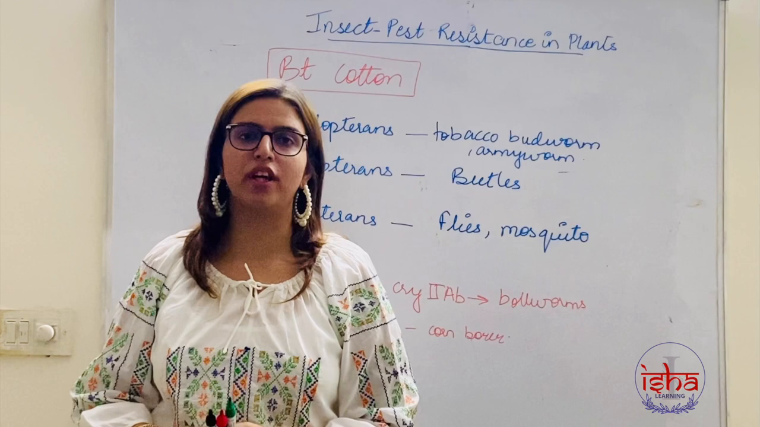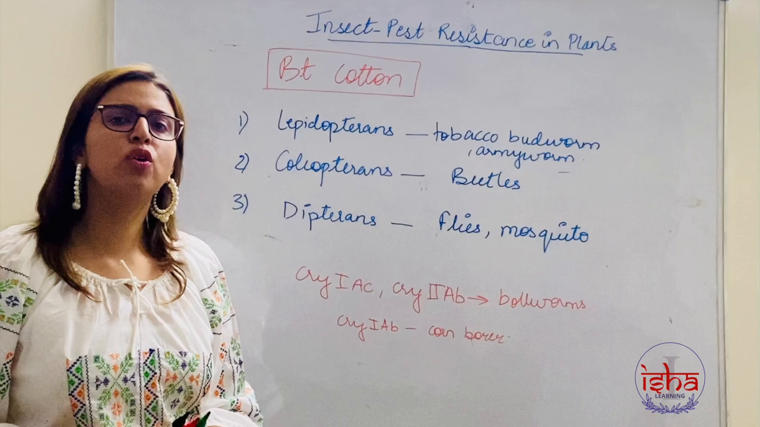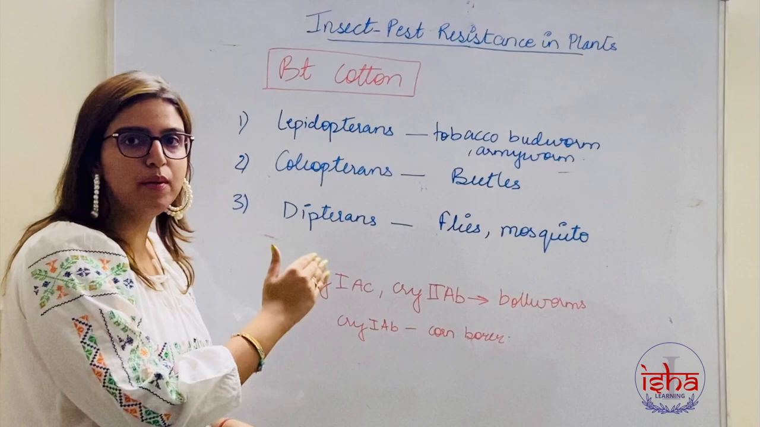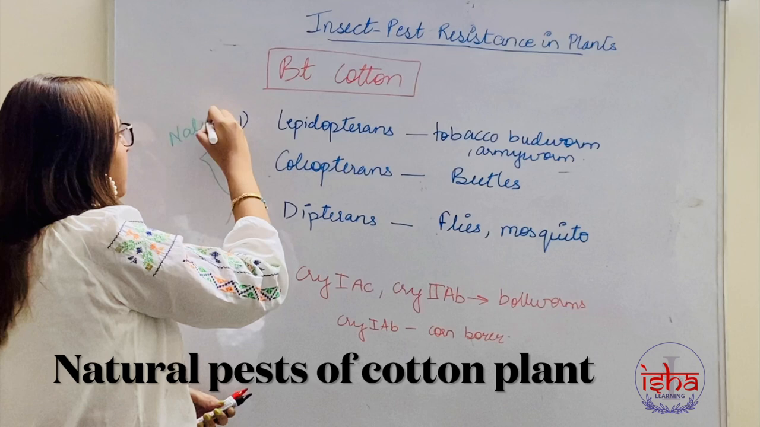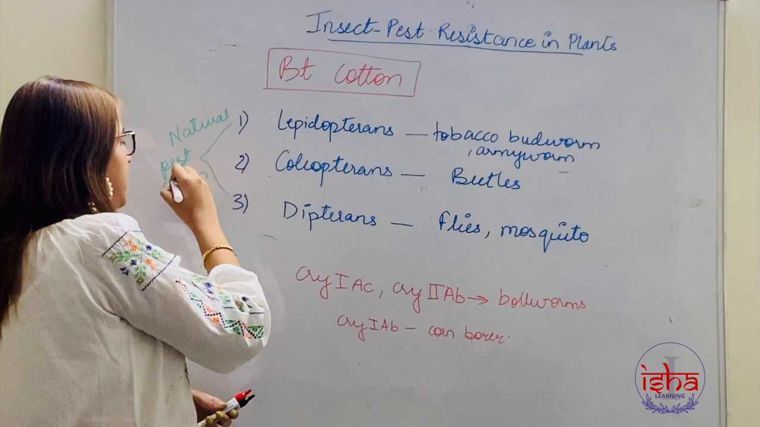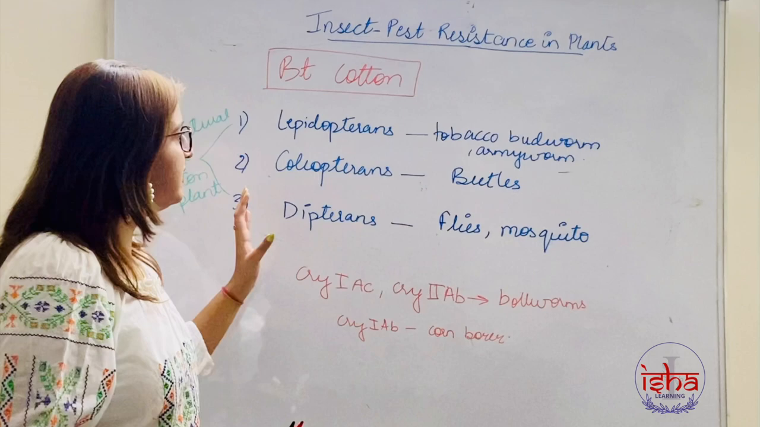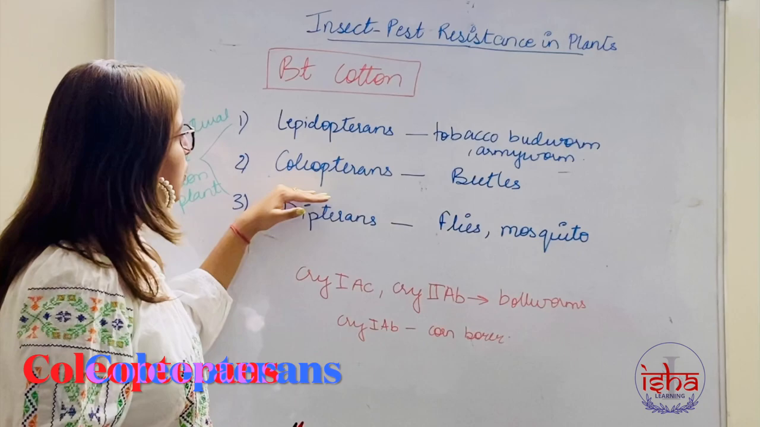Now we begin talking specifically about Bt cotton. So the cotton plant naturally is attacked frequently by three groups of pests. The pests belonging to Lepidopterans, Coleopterans and the Dipterans category. These are the natural pests of cotton plant. Please mind that this is not the Bt cotton plant. Bt cotton plant will be made so that these pests will not be able to harm the cotton plant. But these are the natural pests. Lepidopterans include tobacco budworm and armyworm. Coleopterans include beetles, and Dipterans include flies and mosquitoes.